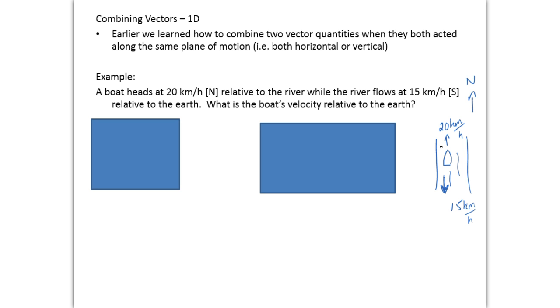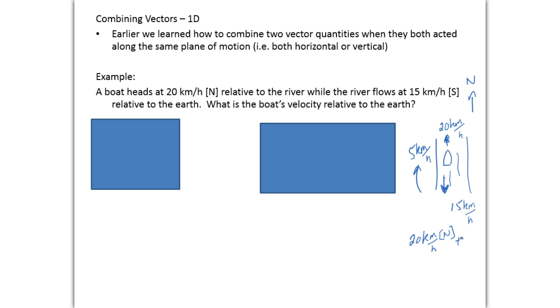Well, again, one of the ways we can work this out is in our head. If it's trying to head north at 20 kilometers per hour, but the river is moving south at 15, well, the river's moving against the boat. So the most the boat can head forward then is at 5 kilometers per hour. Now, if you want to look at vector addition, we won't do it in full, but look at the math behind it.